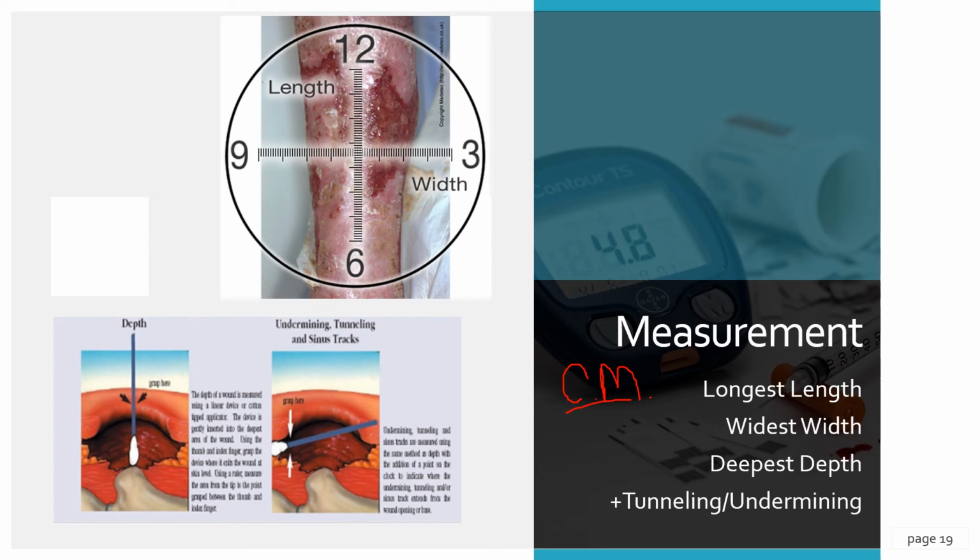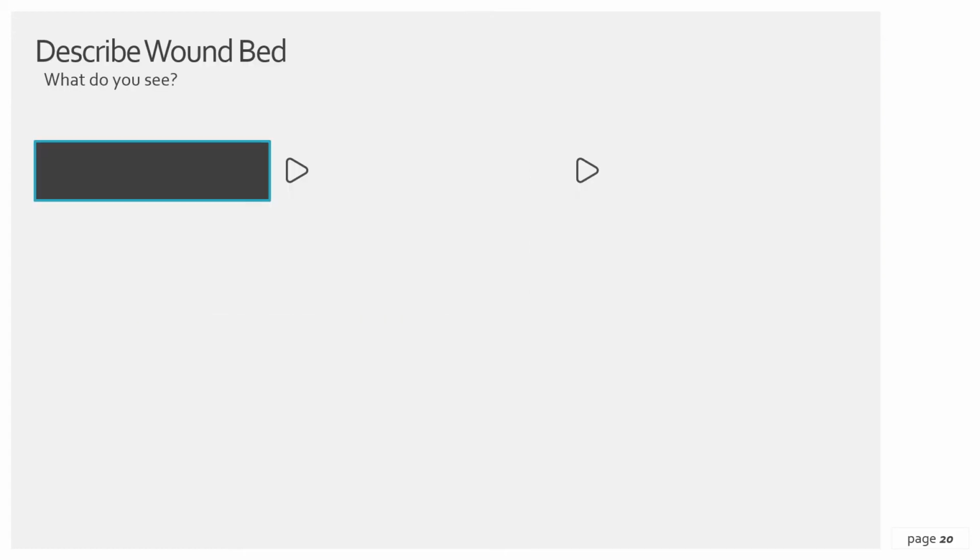Occasionally a wound will have some tunneling or undermining. That's when you can stick a cotton tip applicator under the edge there. So you'll want to measure those also. Then you describe the wound bed. You're simply saying what you see. Do you see granulation? This is new wound tissue, and it very often appears red or moist. Sometimes it's pink or pale.